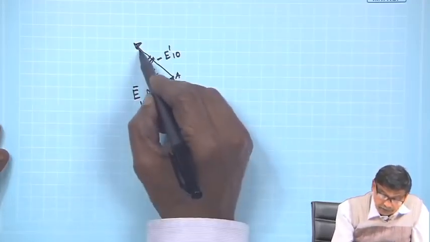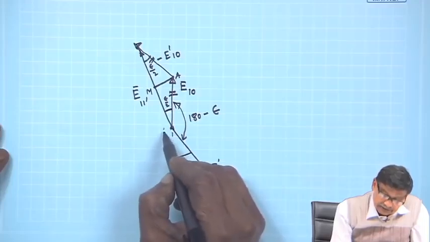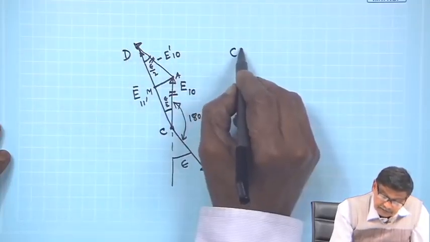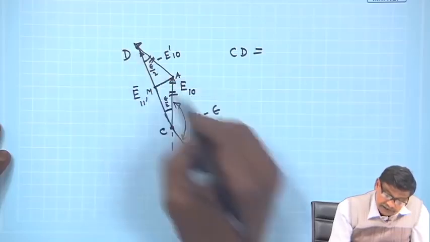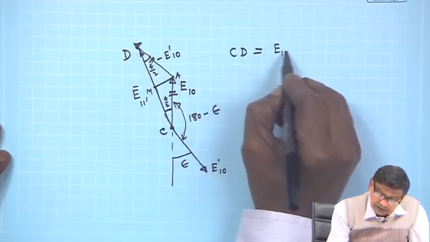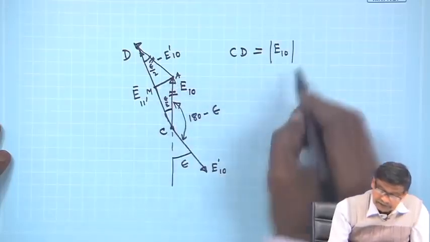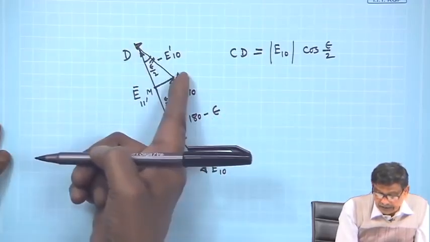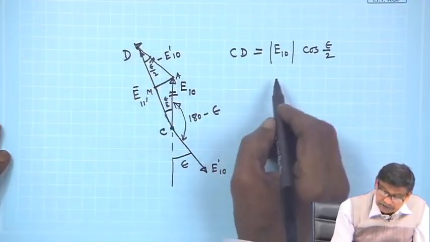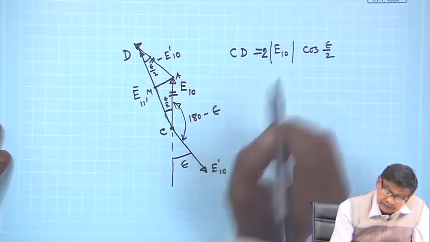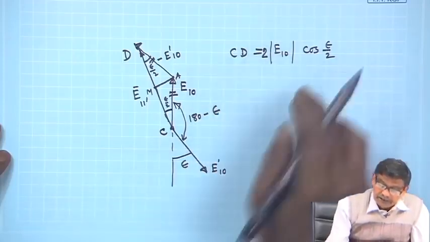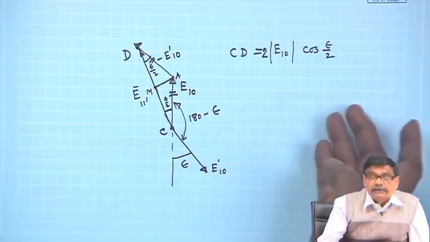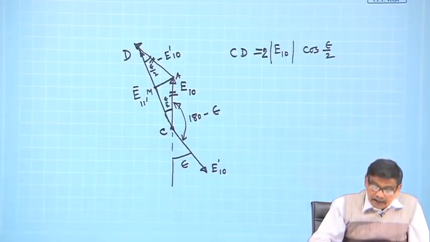And your resultant voltage, this length, if I call it C d, length C d will be this plus this. So, magnitude of E 10 into cosine epsilon by 2, and also another same thing, so this will be 2 times this. This will be the voltage length C d. We will continue with this in the next lecture further, and I will take the ratio.